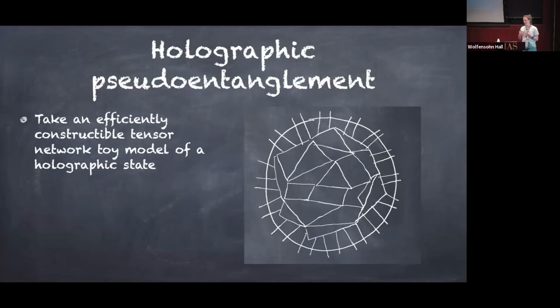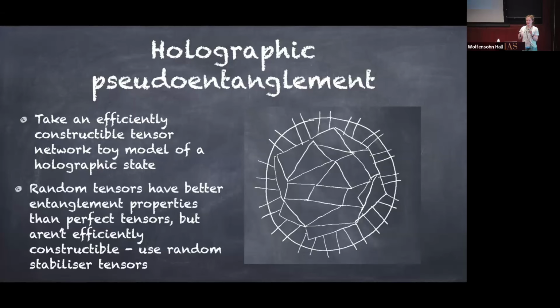Now, for our purposes, a construction built from truly random tensors is problematic because a truly random tensor network can't be constructed efficiently on a quantum computer. But luckily for us, there's a happy medium where you get the best of both worlds, and that's using random stabilizer tensors. If you use random stabilizer tensors, you get the nice entanglement properties of random tensors, but you also get that these tensor networks can be instantiated efficiently on a quantum computer, because random stabilizer tensors can be constructed efficiently using Clifford circuits. Okay, so this is the first step of our holographic pseudo-entanglement construction.